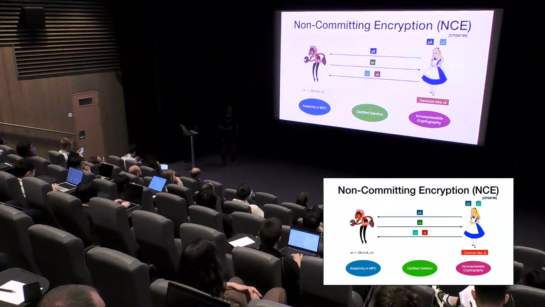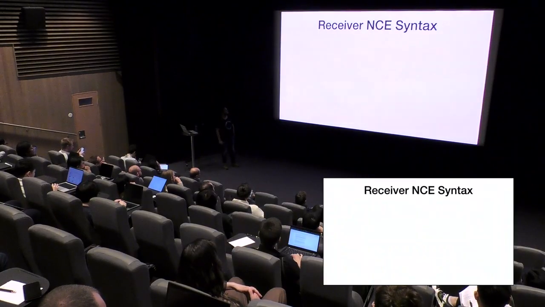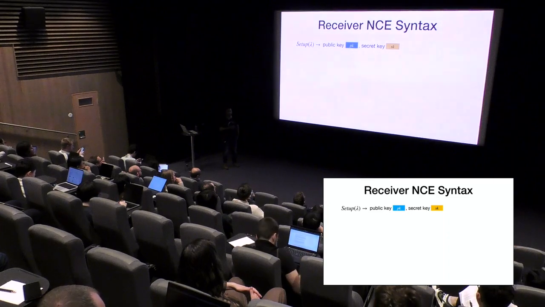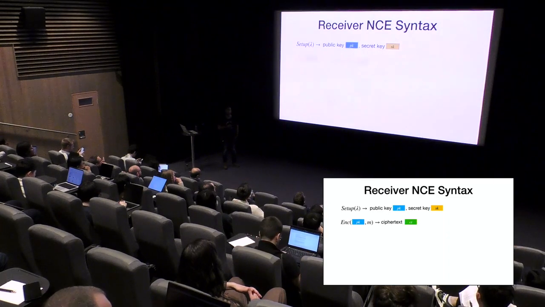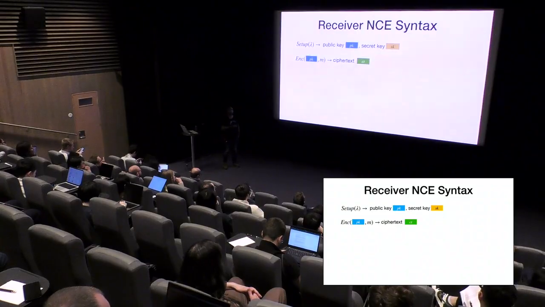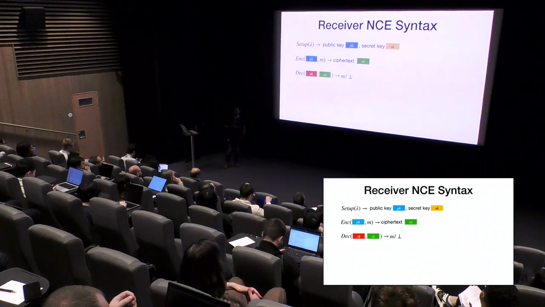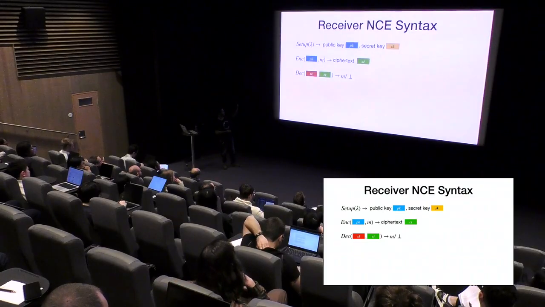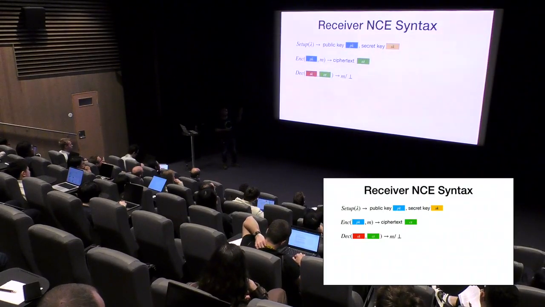Cool. So what is the syntax? How does NC look like? As I mentioned, it's just a public key encryption scheme. So there's a setup, which generates the public key and the secret key. There's an encryption algorithm, which takes the public key and the message and gives a ciphertext. Then there's a decryption algorithm, which takes the secret key and the ciphertext and gives back a message or bot. So this is the algorithm for the real world, or the committing world.